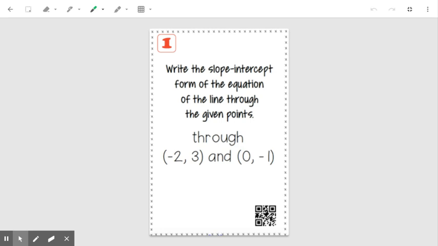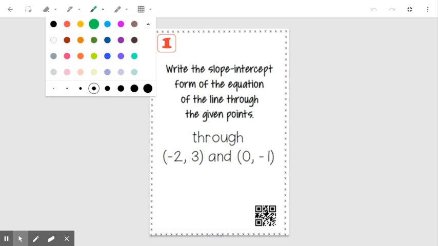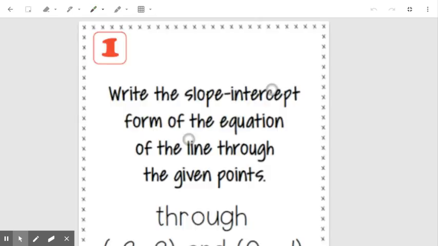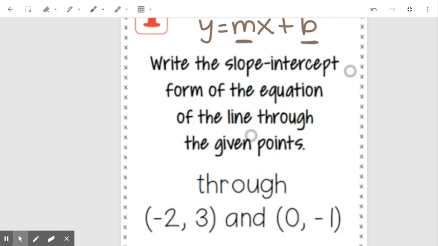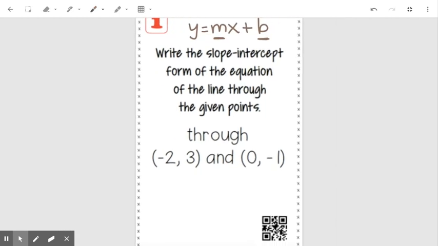The first thing I know is that when I write an equation of a line, I am looking for y equals mx plus b. And I know I have to figure out m and I have to figure out b. Depending on what I'm given, sometimes that's just given to you in the problem. Sometimes you have to calculate it. And you'll notice that I'm not given directly m or directly b. So we're going to start by finding our slope.